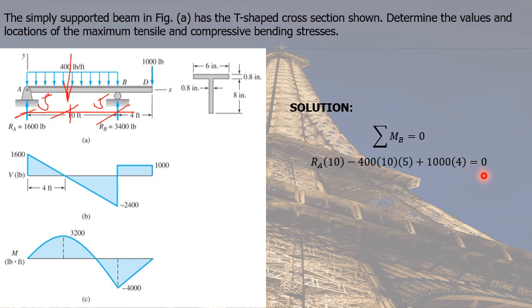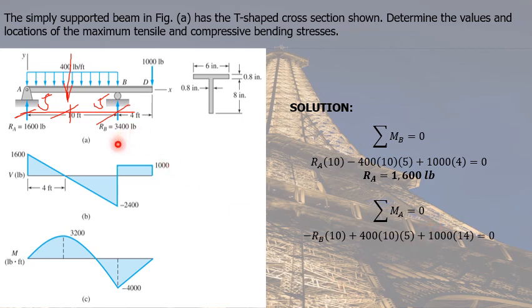Equating everything to 0, we can calculate for RA equal to 1,600 pounds. The positive value indicates that our assumed direction for RA, which is upwards, is indeed correct. And for the reaction at B, RB, we also assume it to be acting upwards. We can solve that by having summation moment at point A equal to 0.